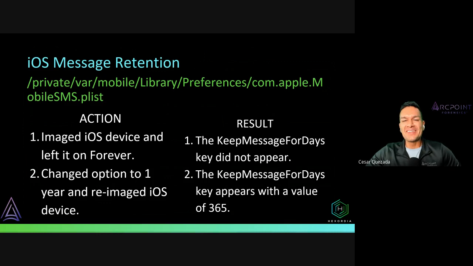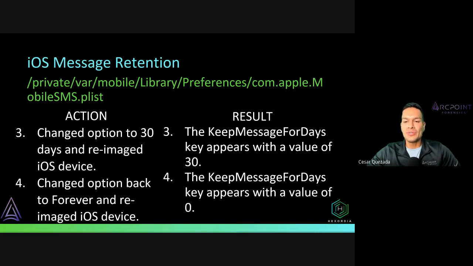We left it on the forever option, and the keep messages for days key doesn't appear anywhere in that plist. So then we changed it to 1 year. We reimaged the device, and all of a sudden that keep messages for days key appears in that plist with a value of 365, obviously for 365 days in the year. So then we changed it to 30 days. We took another image of it, and then the keep messages for days key now has a value of 30.